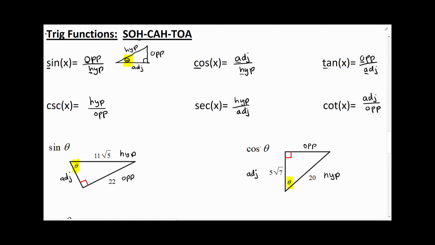Cosecant is the inverse of sine. So the inverse, meaning the reciprocal, 1 over, so if we did 1 over opposite over hypotenuse, well, we wouldn't want this down here, so we'd multiply top and bottom by hypotenuse over opposite to cancel that. So that's where we get the hypotenuse over the opposite.